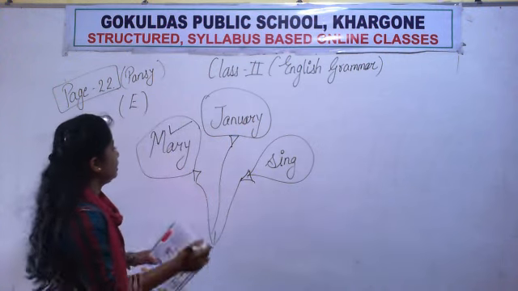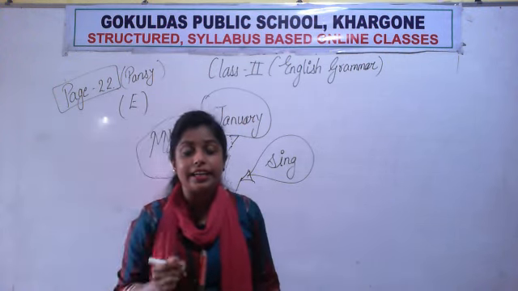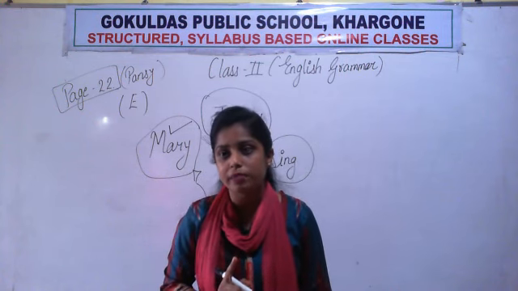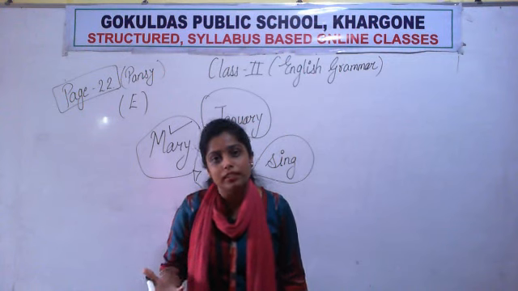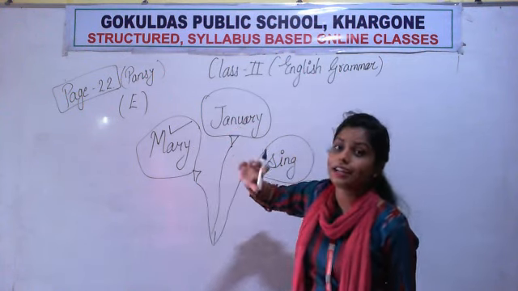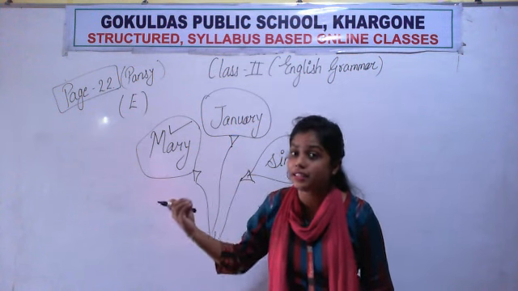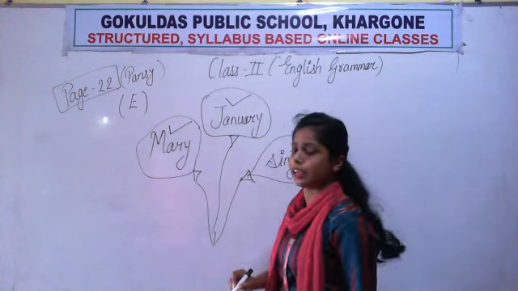Then next to it is January. What is January? Is it the name of something? Yes, January is the name of something. Something what? January is the name of a month, and anything which is a name is a noun. So January is also a noun, therefore we will tick it.